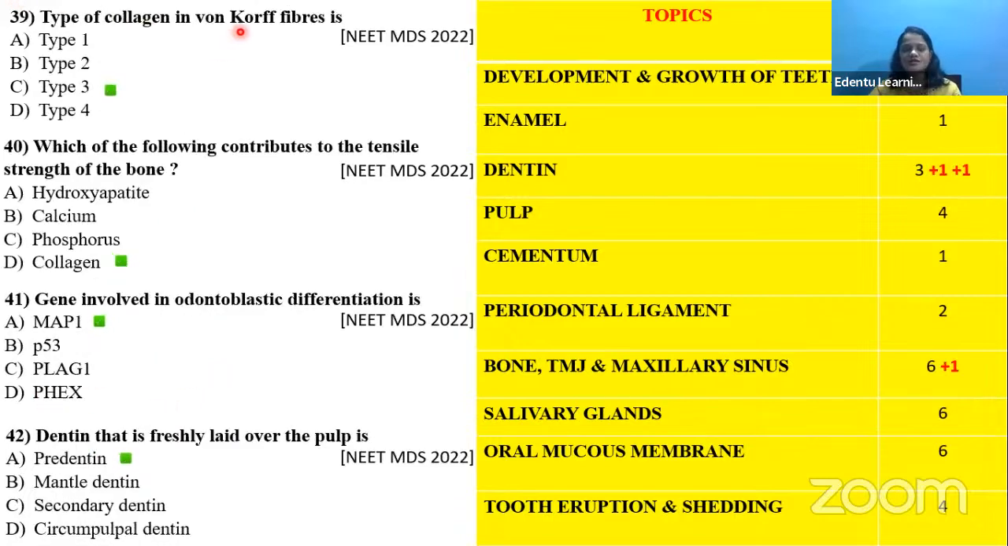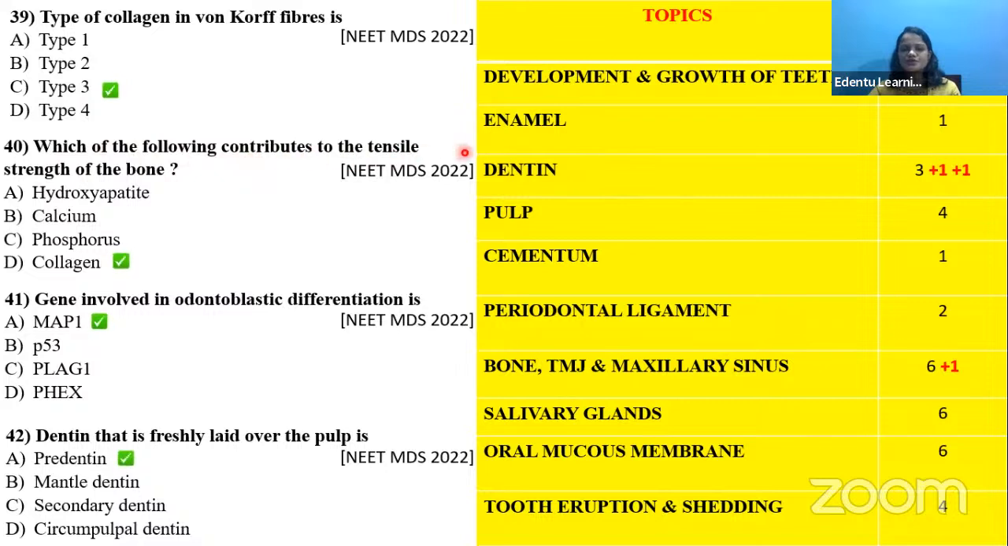Next, the type of collagen that is present in Korff's fibers. Okay, Korff's fibers are present in the dentine. The type of collagen is mainly type 3. These type 3 collagen fibers are very important because they are argyrophilic in nature. Argyrophilic means they have an affinity to stain with silver. Such fibers are called argyrophilic fibers. So Korff's fibers are argyrophilic fibers, and they are type 3 collagen fibers. We can put it under the dentine topic.